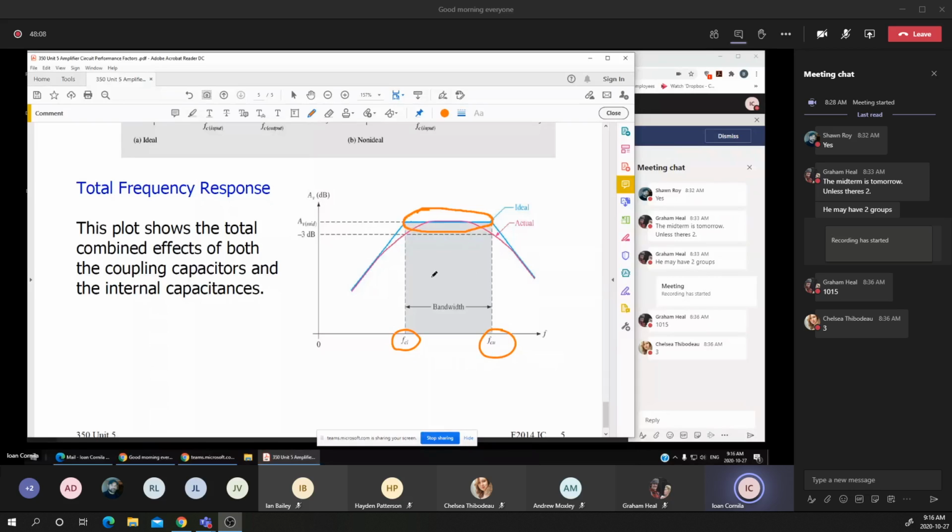any signal that is applied between the two limits, which is called the bandwidth of an amplifier, the bandwidth of a stage, the bandwidth of a receiver, will have a constant gain. Anything above or below those two frequencies will be cut off. Usually it's 20 dBs per decade on the upper or on the lower frequency.